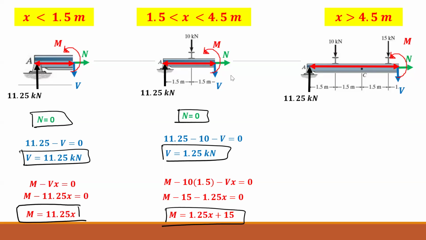So N is still 0, right? Yes. How about V? Minus 13.75. Yes, that's right. How about the M? What do you get for M?